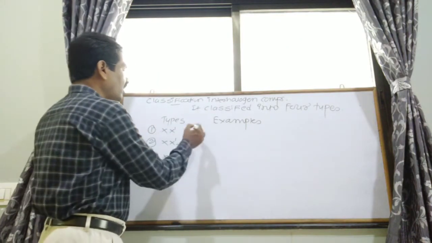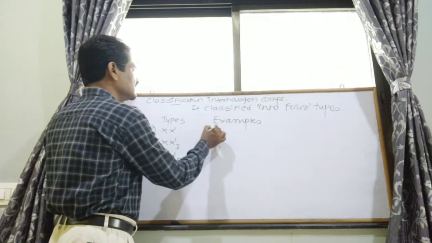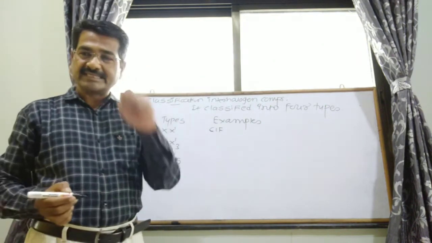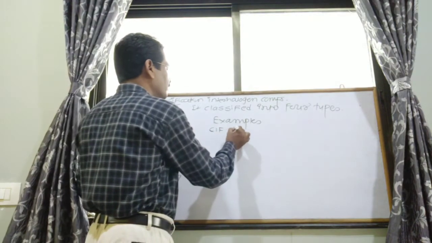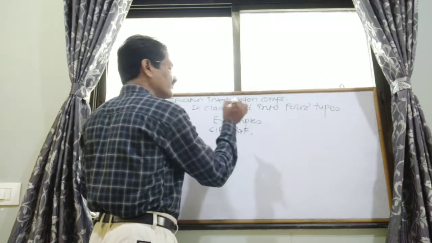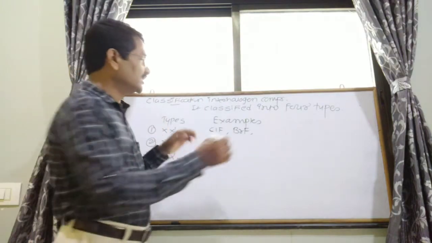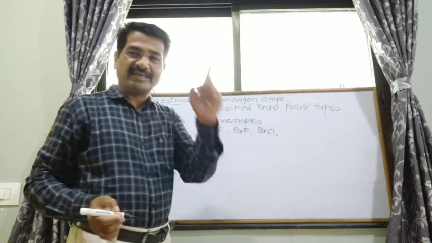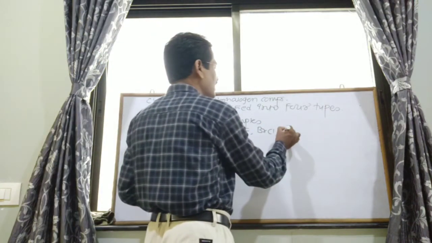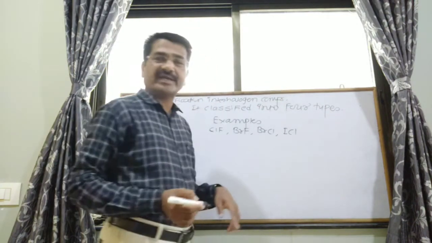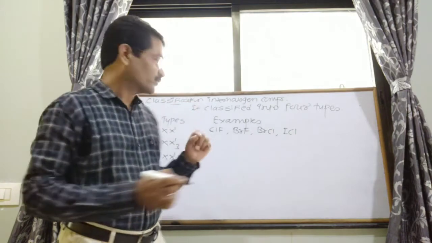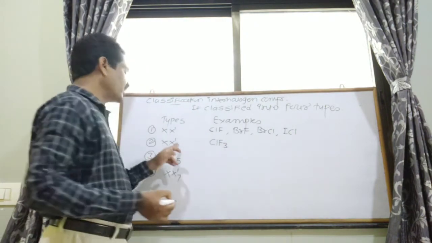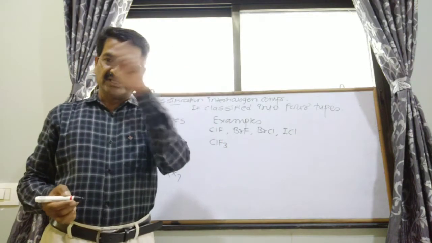For example, XX' is ClF, chlorine fluoride. Another is bromine fluoride, one bromine and one fluorine. Then bromine chloride, one bromine and one chlorine, or ICl, iodine chloride, both having the same ratio. Then ClF3 is an example of XX'3.